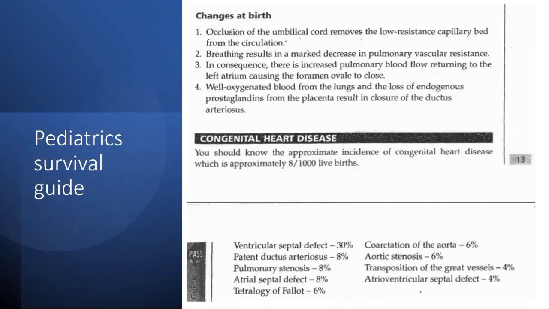This diagram shows a picture from the Pediatric Survival Guide. You can see these are the vascular changes at birth, especially the closure of the ductus arteriosus and closure of the foramen ovale, and how these changes occur after birth.